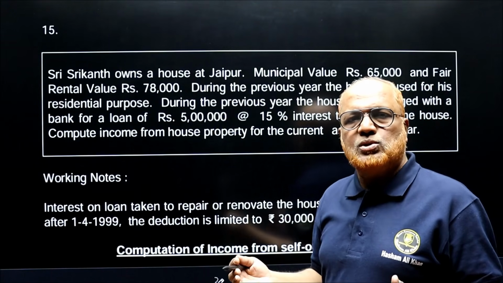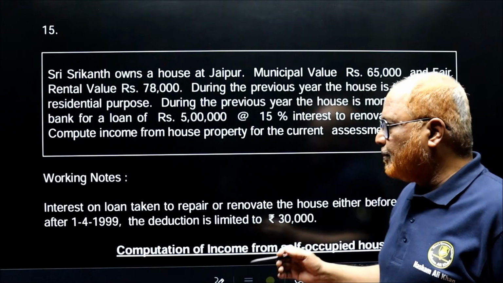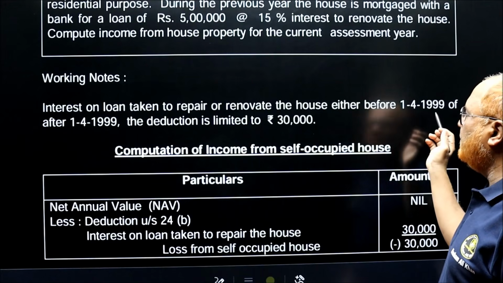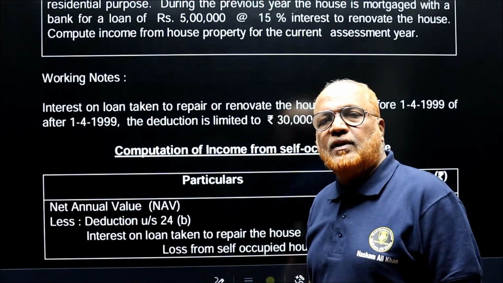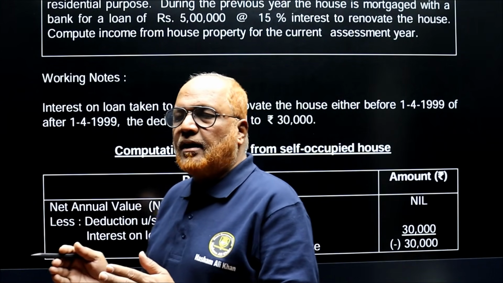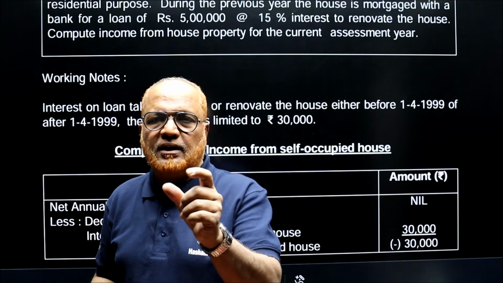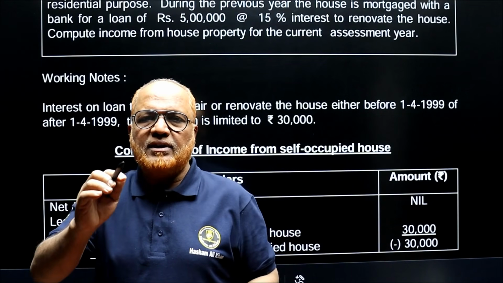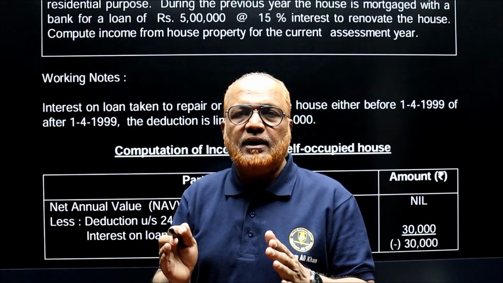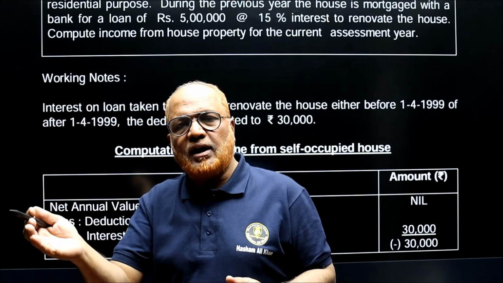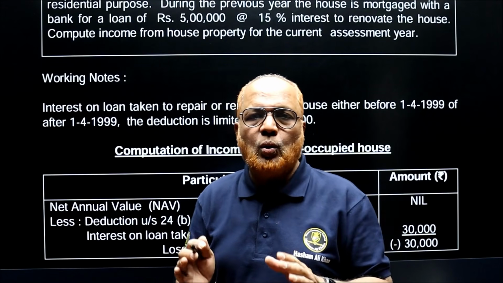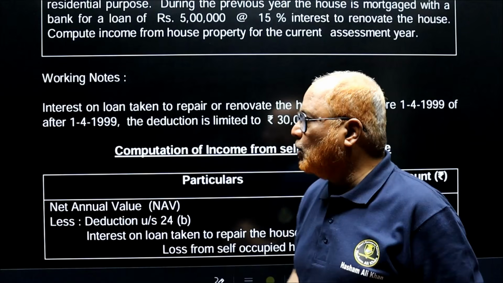So for renovation also, interest paid will be allowed. Here, interest on loan taken to repair or renovate the house, either before 1/4/1999 or after 1/4/1999, the deduction is limited to 30,000. For purchase and construction the limit is 30,000 or 2 lakh, depending on whether the loan is taken before 1/4/1999 or after 1/4/1999. But for repair, whether the loan is taken before or after 1/4/1999, the limit is up to 30,000 only, for repairing or for renovation.